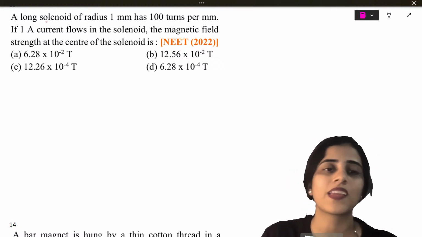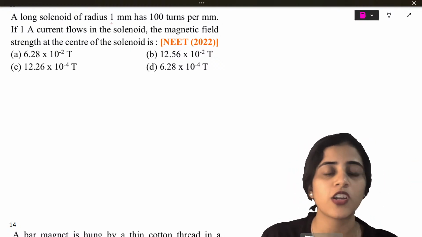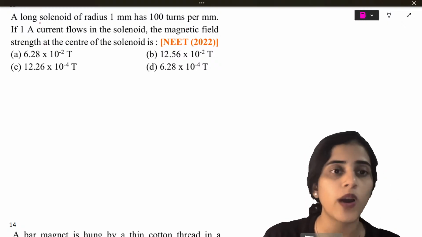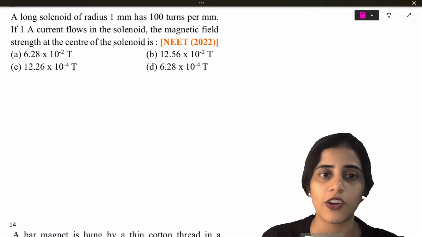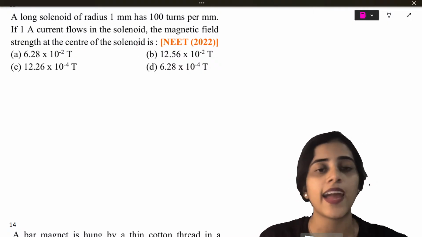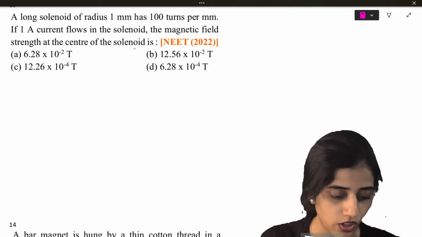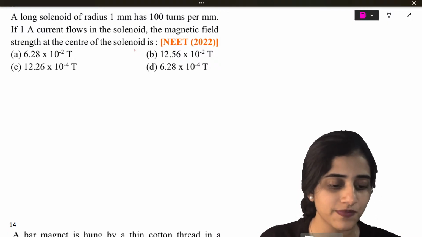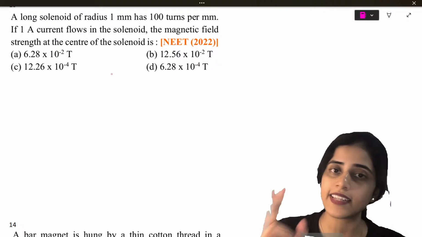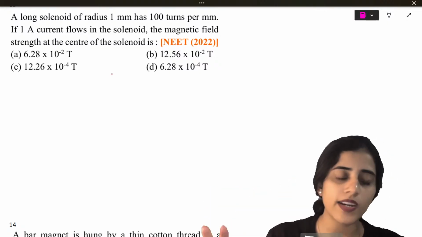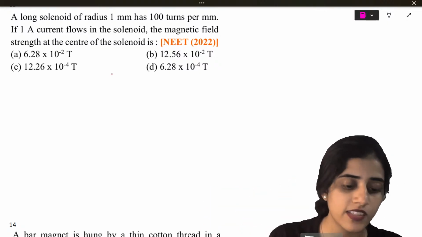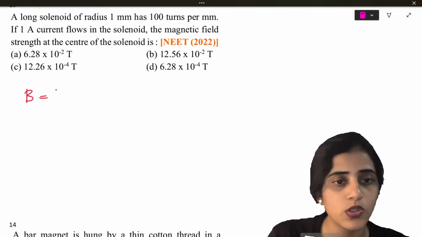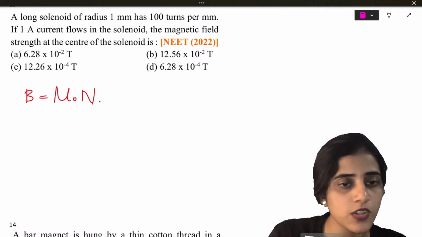Next question. A long solenoid of radius 1 mm has 100 turns per mm. If 1 amp current flows through the solenoid, the magnetic field strength at the center of the solenoid is going to be? What is it going to be? So what all is given? Radius 1 mm is given, current 1 amp is given, number of turns is 100. So what is the formula? B is equal to mu 0 n I.